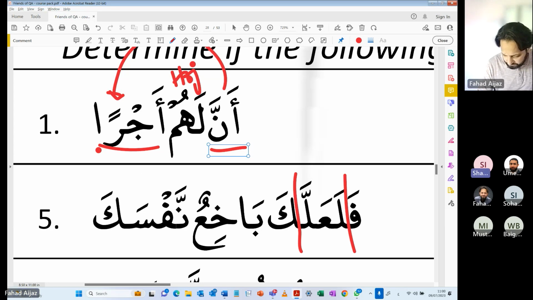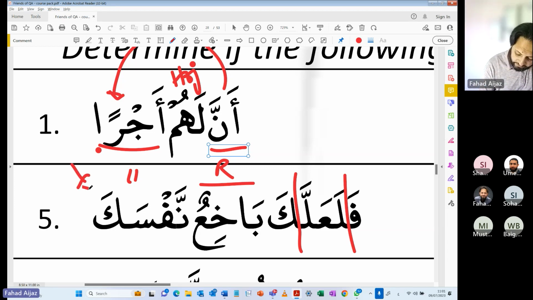Bakhiun is a standard ism in rafa. So one word is for nafsa. Any other words? Where is the ism of la'alla? It's missing its ism. Nafsa? Okay, so there are two words on nafsa.